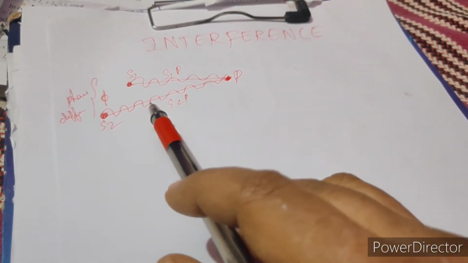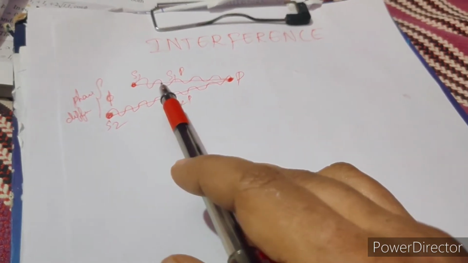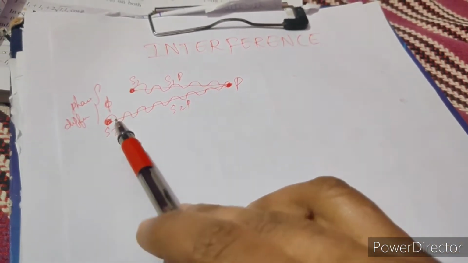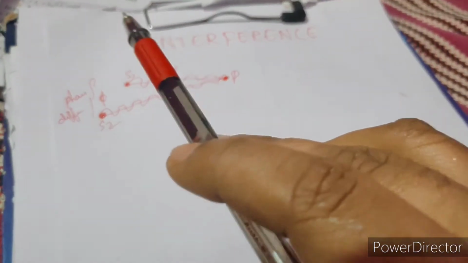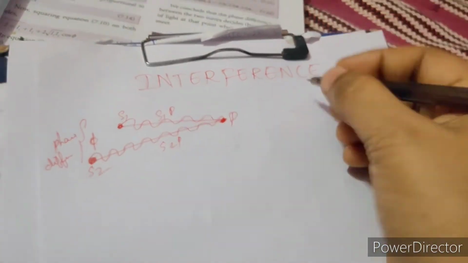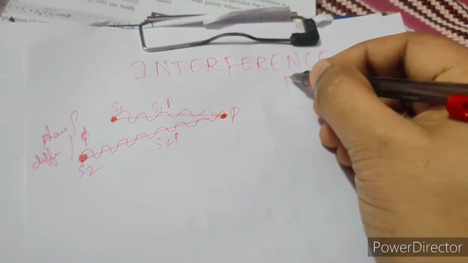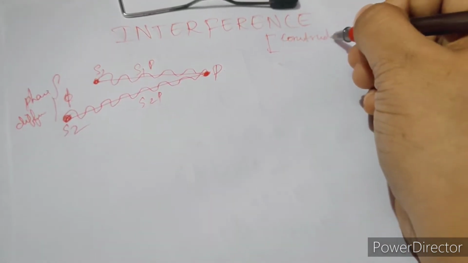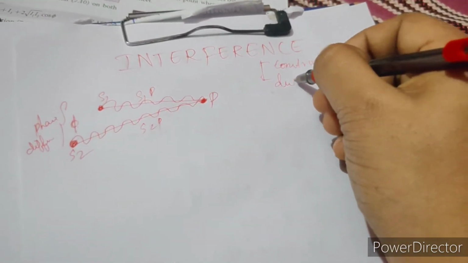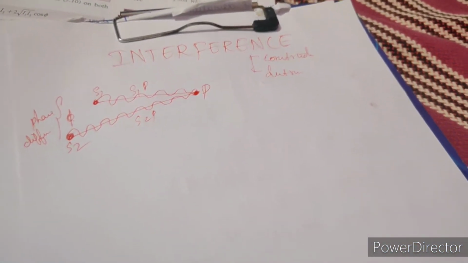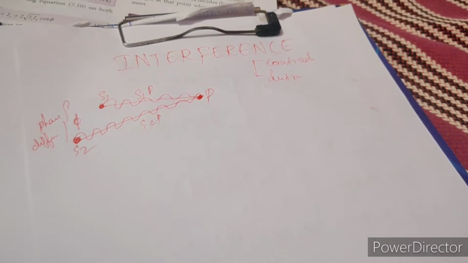This is phase 1 and this is phase 2. This is called phase difference, because from the initial it has some place, and to the final you have some distance, so that is phase difference. You can divide interference into two types. One is constructive and another one is destructive. Constructive means you can create the waves, and destructive means you can destroy the waves.